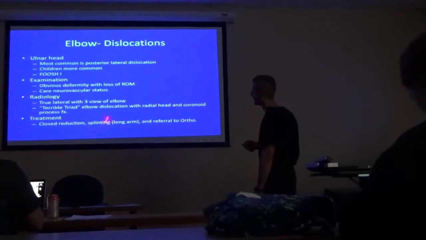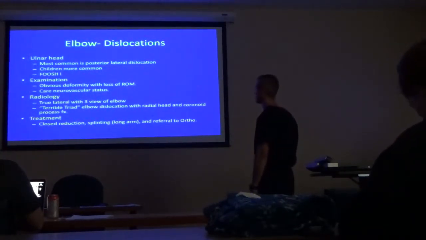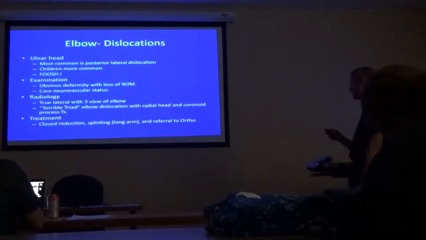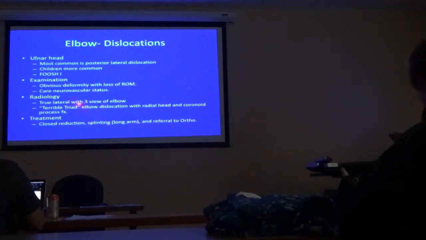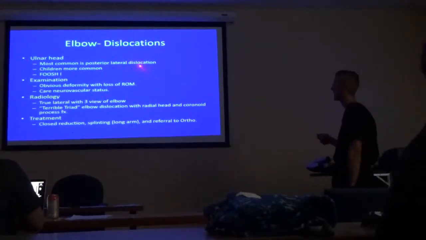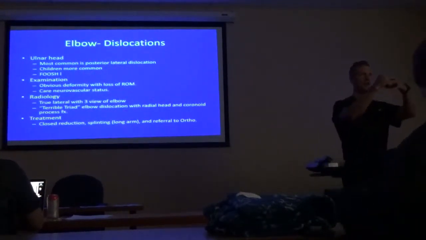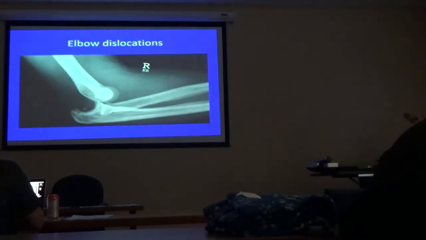I think why they have it, that's called a terrible triad in your lecture notes, but for some reason it's missing. Obviously it's bad because they move it that way. Closed reduction, splinting, long arm, referral to ortho. I mean, a lot of these posterior lateral dislocations, the elbow's a hinge joint, so you just gotta pull it down and let it pop back into place, right?